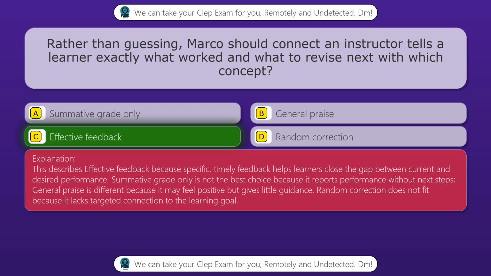This describes effective feedback because specific, timely feedback helps learners close the gap between current and desired performance.